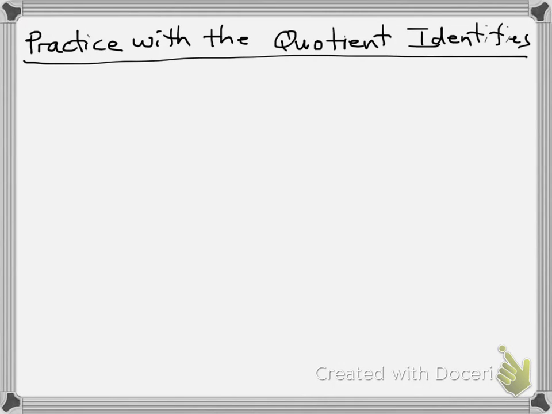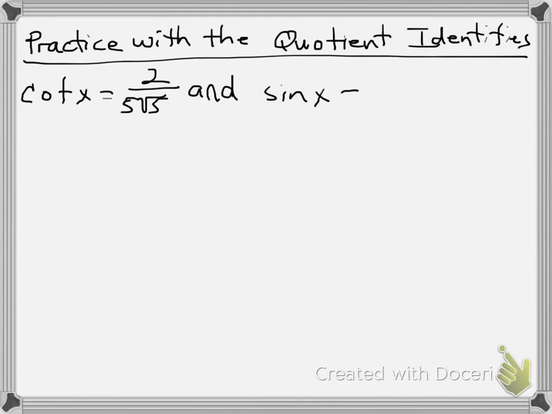Alright, now that we introduced the reciprocal and quotient identities, I just wanted to go ahead and do one or two practice problems. And we will do one from our book here. It tells us that if the cotangent of x is equal to 2 over 5 times the square root of 5, and that the sine of x is equal to the square root of 5 over 3, find the cosine value.